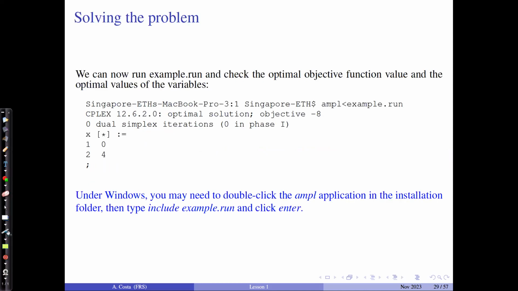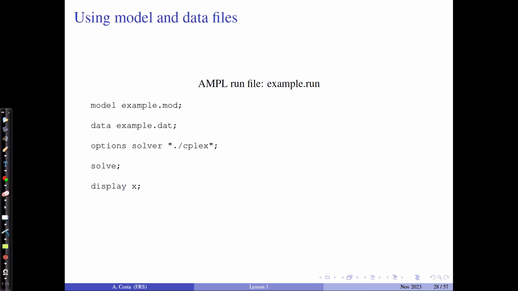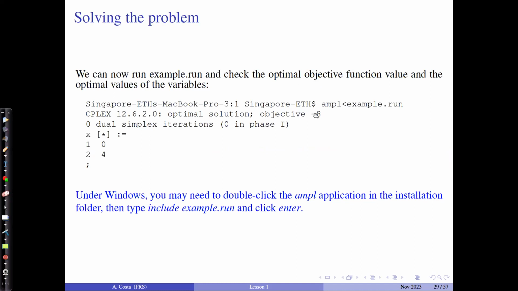Now, if we run this run file, here you see the output you get. So if you are using a Mac, usually the way you write is like that. AMPL is the name of the software, then this symbol, example.run. If you're under Windows, you may need to double click the AMPL application that you downloaded and then type include and the name of the run file and then press enter. So Windows is slightly different, but the outcome that you get is the same.